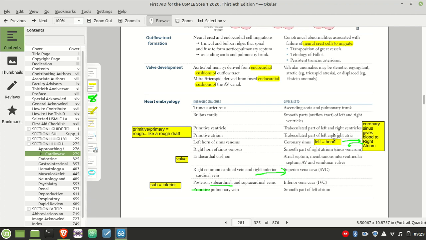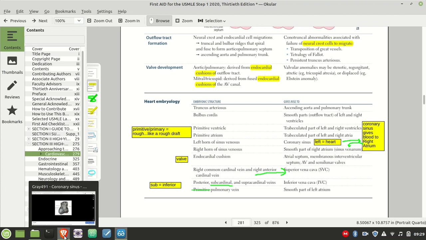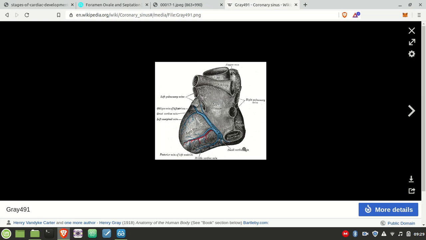Primitive atrium. Okay, the rough part of the left and right atria. All right. Now let's look at the left horn of the sinus venosus. Let's actually whip out a photo here of our coronary sinus. The coronary sinus takes blood from the heart and dumps it into the right atrium.